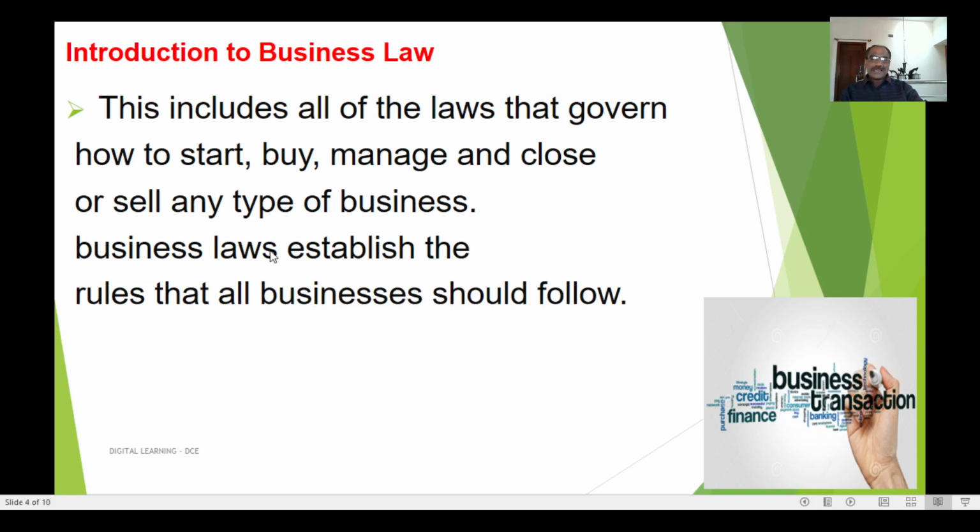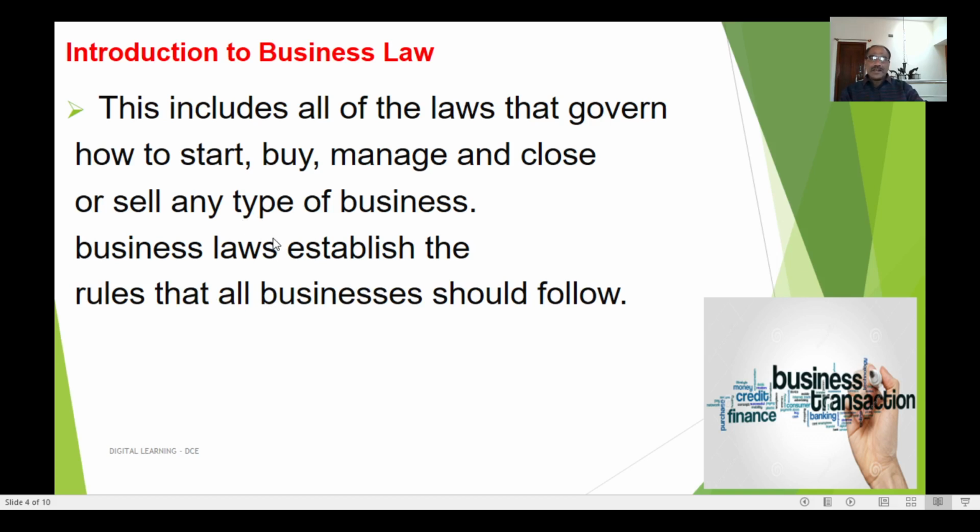Business law consists of the laws relating to the establishment of the business and the running of the business, and also the rules that all businesses should follow. This is about the introduction of business law.